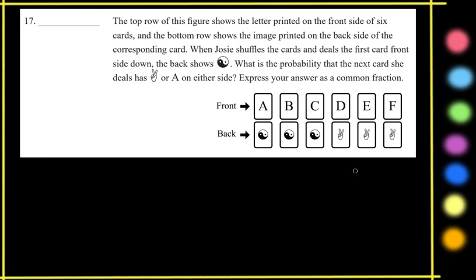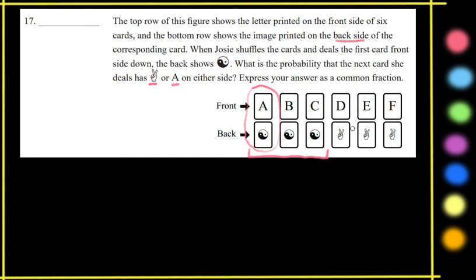So, all right, let's move on to number 17. This one says the top row of this figure shows the letter printed on the front side of 6 cards, and the bottom row shows the image printed on the back side of the corresponding card. So this is the same card, in other words. This card has an A on one side and this yin-yang symbol on the other side. And it says, when Josie shuffles the cards and deals the first card front side down, the back shows this symbol. Okay, so we know that that first card is one of these 3 cards. What is the probability that the next card she deals has the peace sign or A on either side? Express your answer as a common fraction.